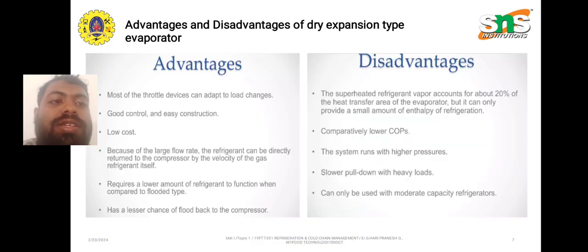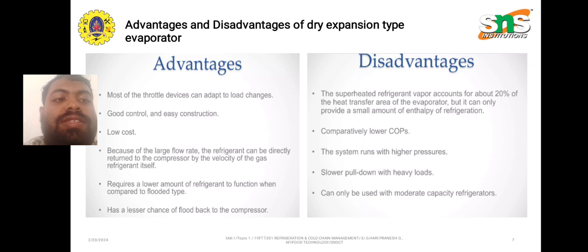Advantages and disadvantages of dry expansion type evaporator. Most throttle devices can adapt to load changes. It has good control and easy construction. It has very low cost. Because of large flow rate, the refrigerant can be directly returned to the compressor by the velocity of the gas refrigerant itself. It requires only a low amount of refrigerant to function when compared to flooded type. It has lesser chances of flood back to the compressor.